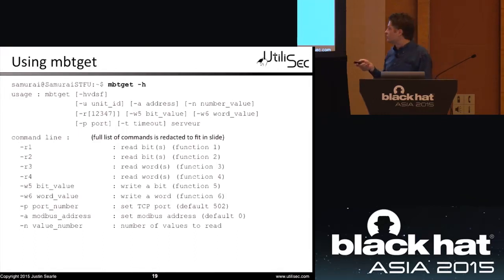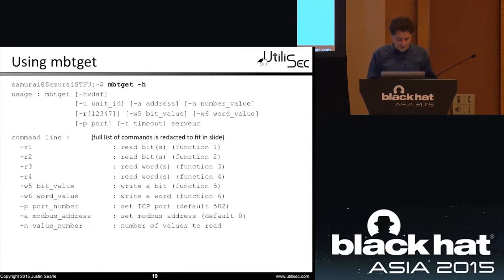Other important values. We have a port number that we can specify. We have a Modbus address to specify that unit identifier. And we have some type of value that we can work with. So how many values do I want to read? If I'm doing a read, I can say read 5 words of information from that device.